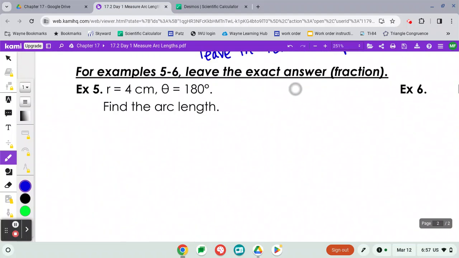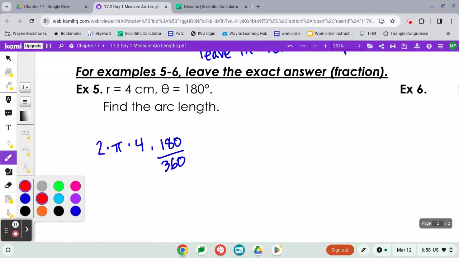So we're going to do 2 times pi times 4 times the angle is 180 over 360. And we're going to multiply everything and leave it and then put it in front of the pi. Now, you can do this a couple ways. You could just use your calculator and do it. The other way, you can reduce things. Like here, 180 goes into 180 once, goes into 360 twice.